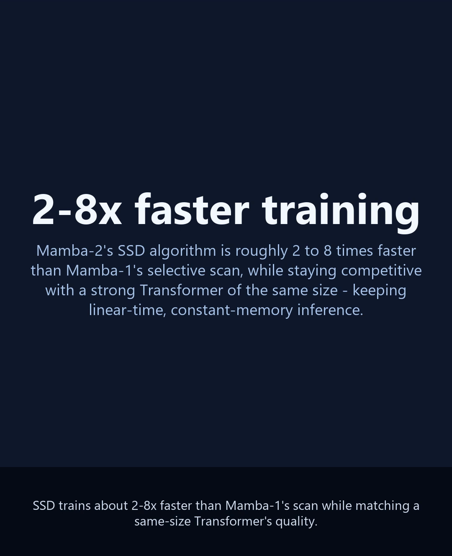And here is the headline. Mamba-2's SSD algorithm is roughly 2 to 8 times faster than Mamba-1's selective scan, while remaining competitive with, or better than, a strong transformer of the same size on language modeling. So you keep linear-time, constant-memory inference, but you finally train at matrix multiply speed. That combination is the whole point.